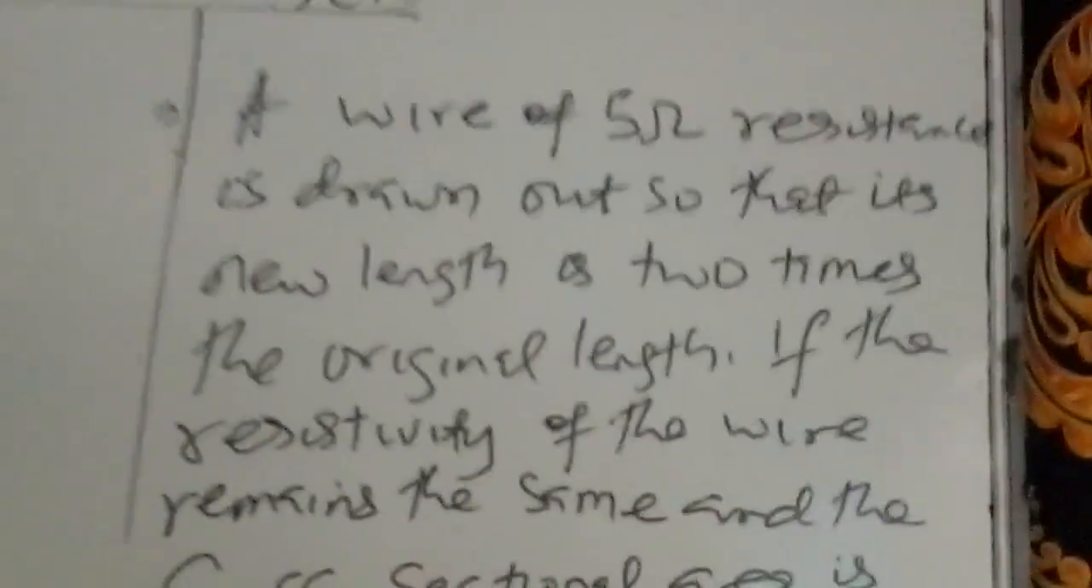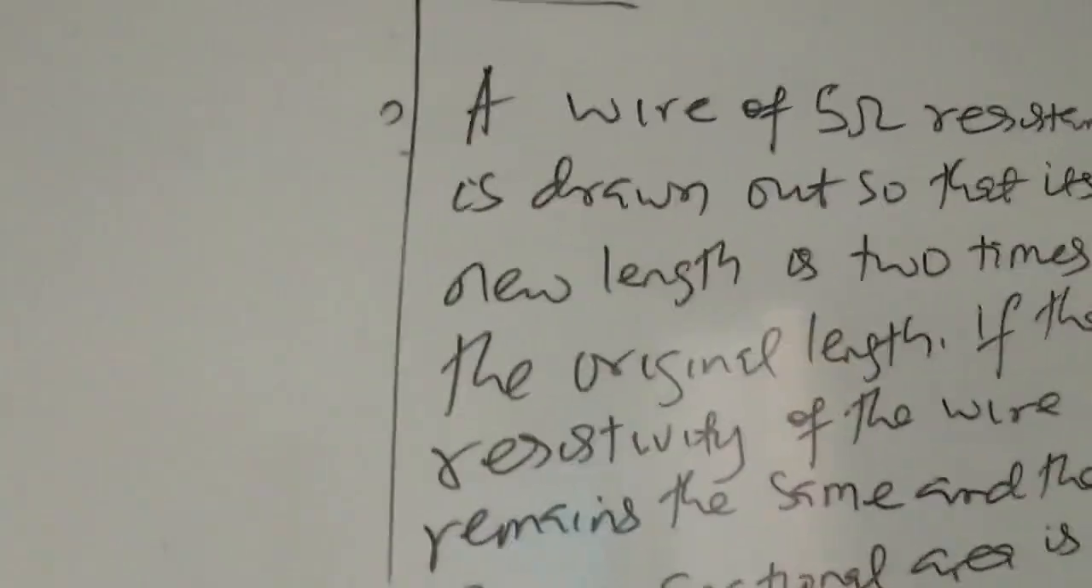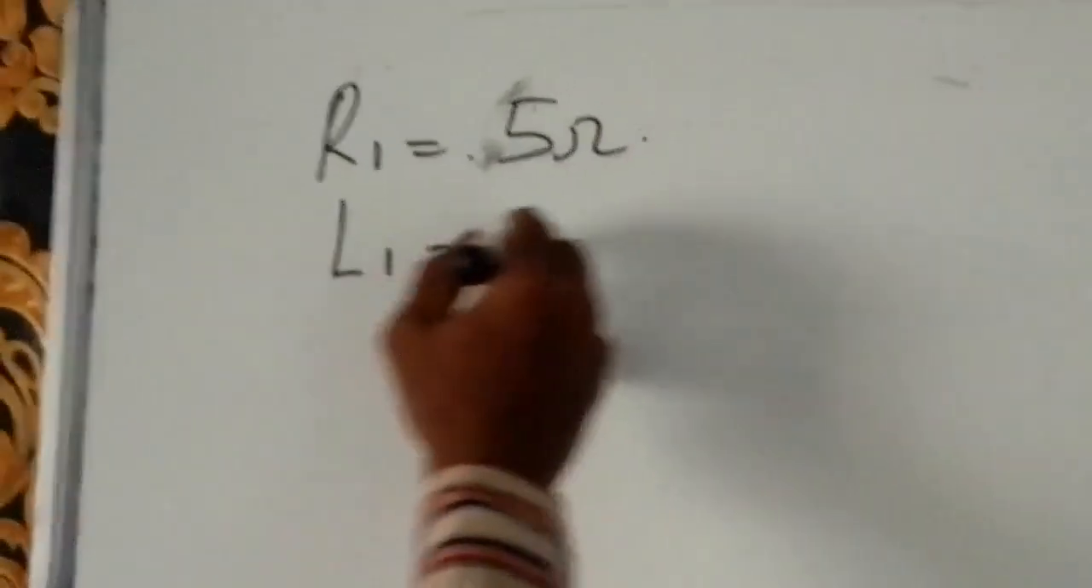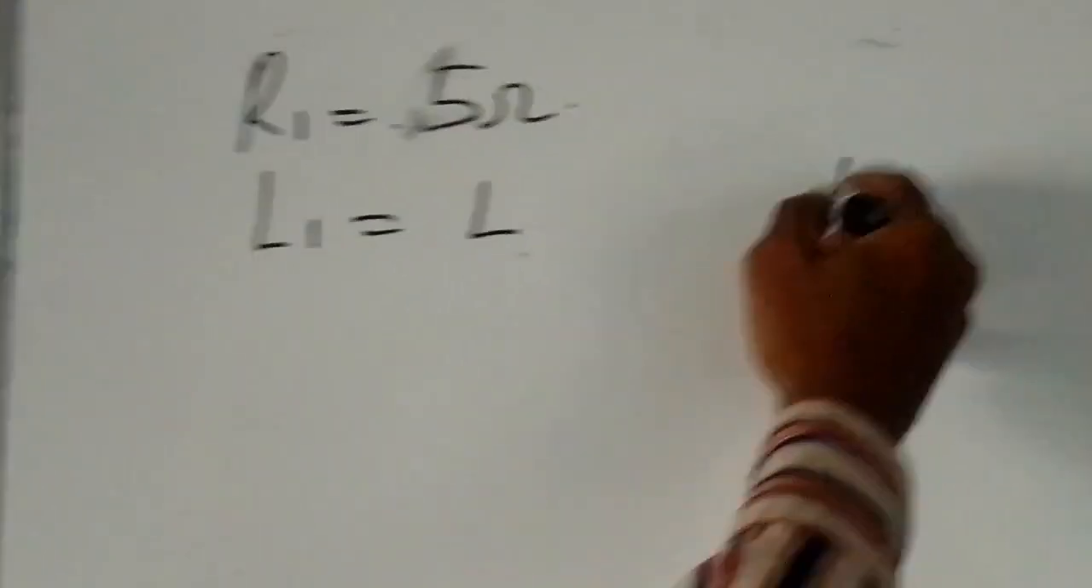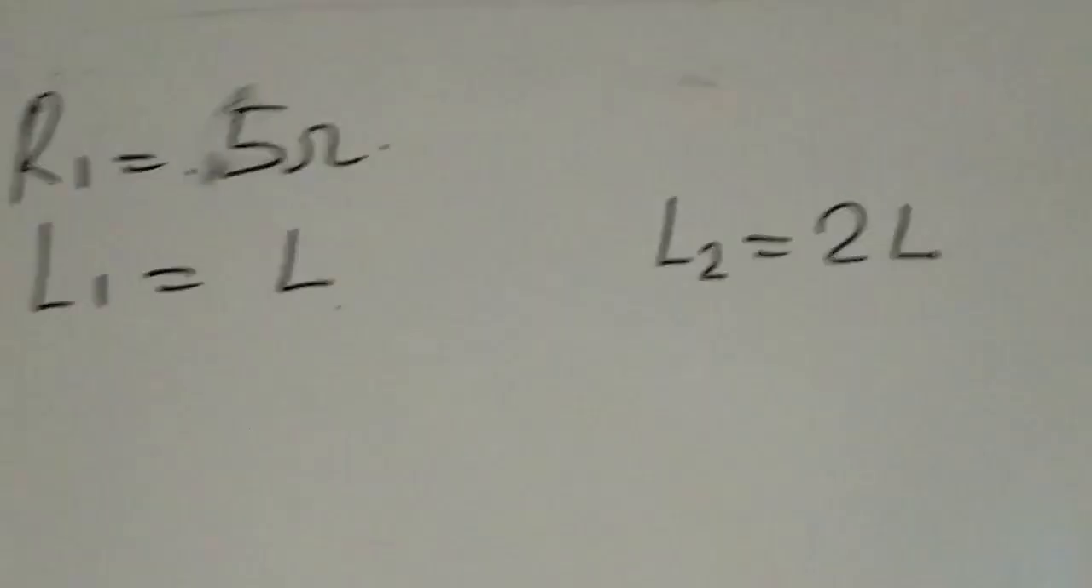A wire of resistance 5 ohm. Let's call the initial resistance of the wire R1, with a value of 5 ohms. It is drawn out so that its new length is 2 times the original length. So let the original length of the wire be equal to L. Then the new length becomes 2L, which is twice the original length.